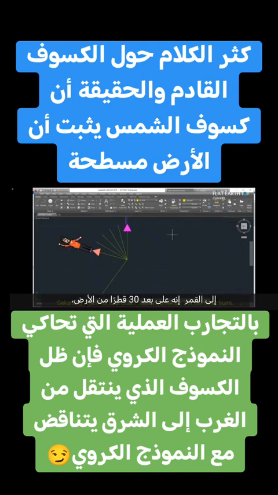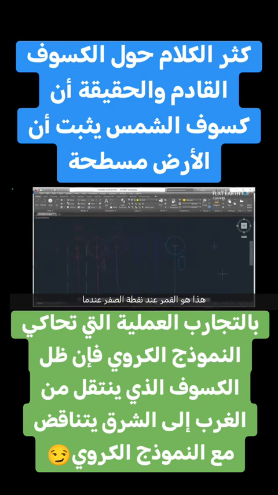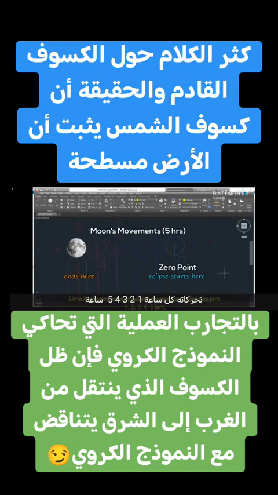Now let's go to the Moon. It's 30 Earth diameters away. The Earth is a small circle over here, and the Moon is over there. Let's zoom in. This is the Moon at the 0 point when the first second of the partial eclipse started. These 5 moons represent its movements every hour: 1, 2, 3, 4, 5 hours.